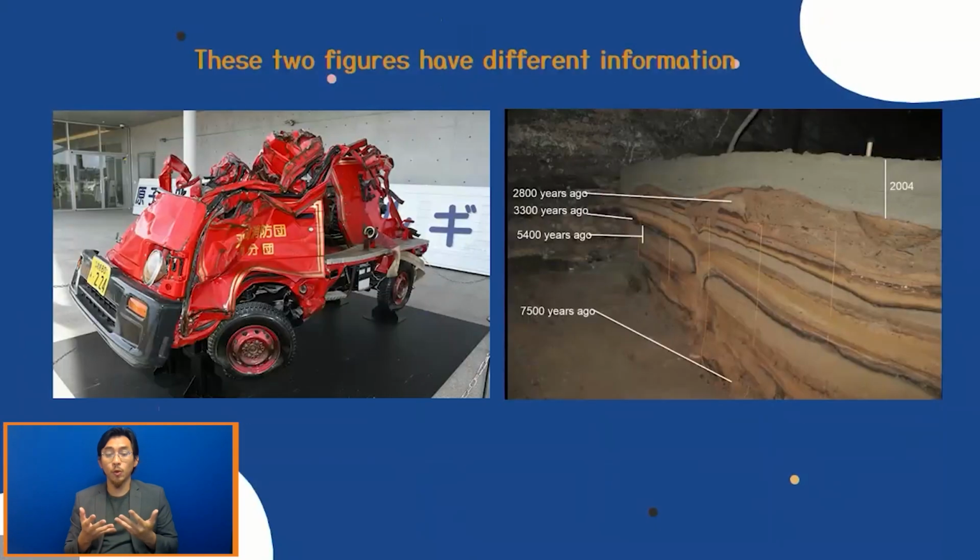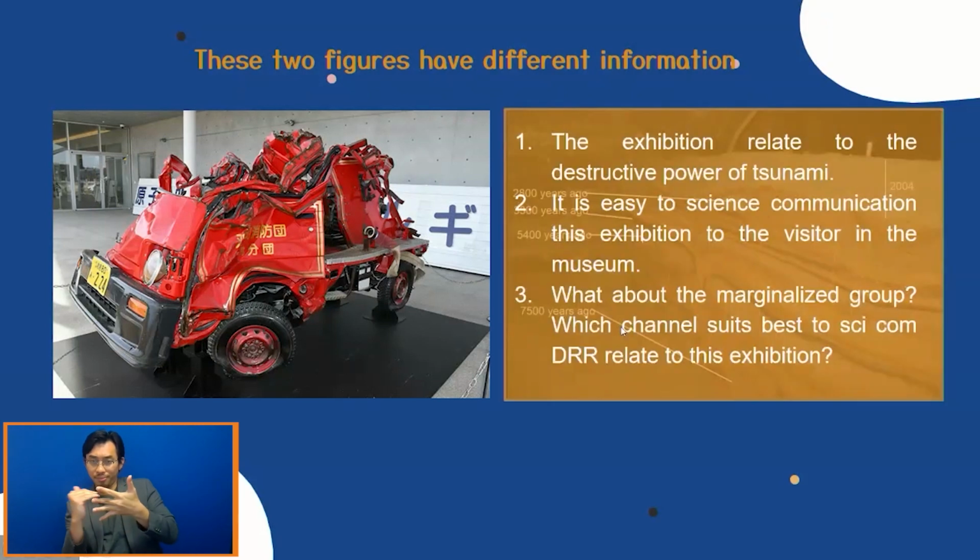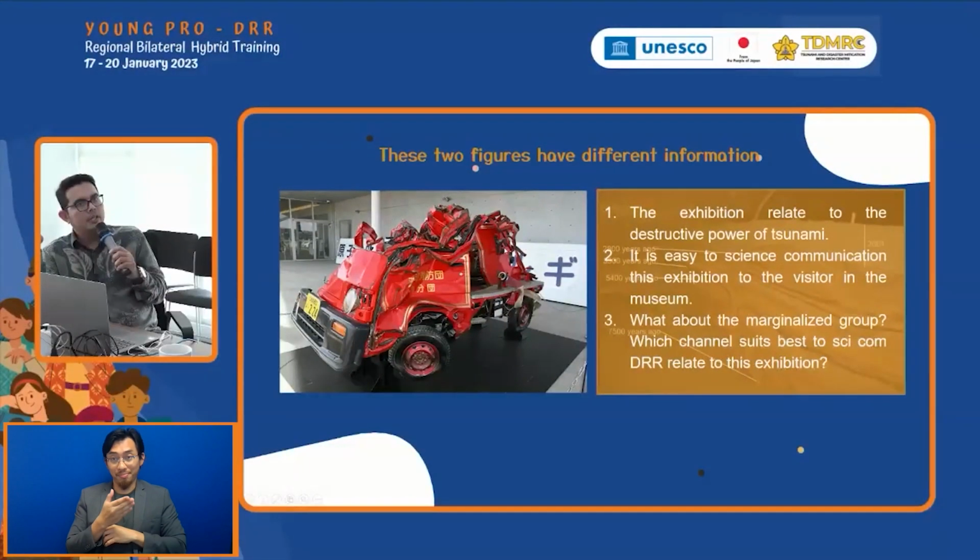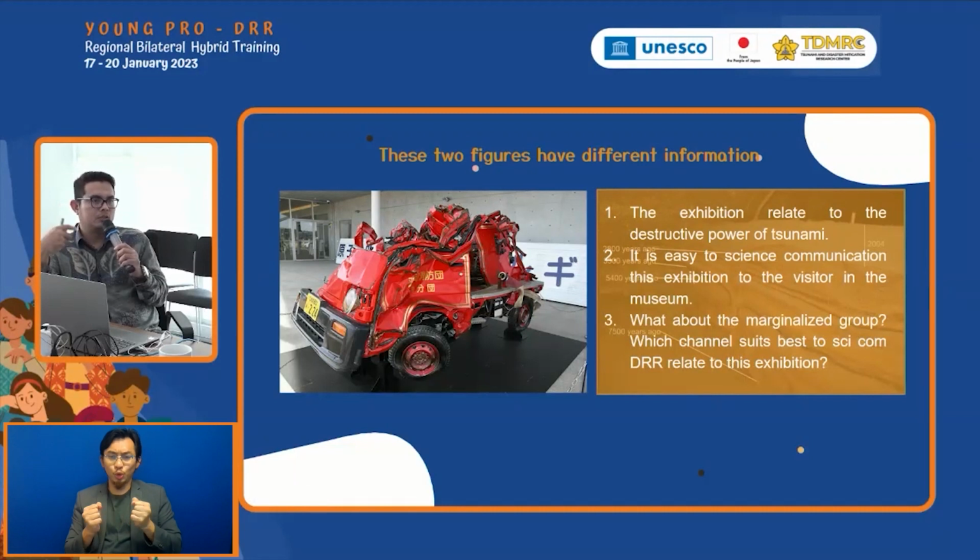So if we go ahead, these two figures have different kinds of information. On the left-hand side is the broken truck, and on the right-hand side is the layer of tsunami occurrence. The left-hand side is an exhibition related to the destructive power of tsunamis. This is very easy to get across to visitors if it is shown in this exhibition. It is easy to do science communication with this exhibition for visitors in the museum.